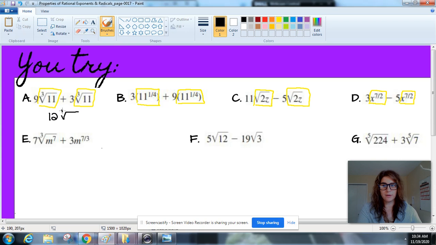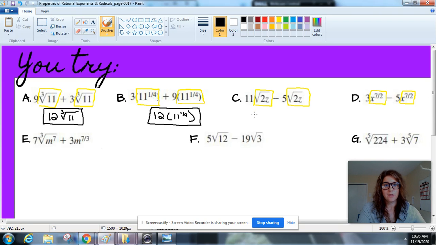So this would be 12 cube root of 11 as your answer. This one would be 12, 11 to the 1/4. And you're going to write your answer back the same way they give it to you. 11 minus 5 would be 6 square root of 2z. And then 3x to the 7/2 minus 5x to the 7/2 is negative 2x to the 7/2.